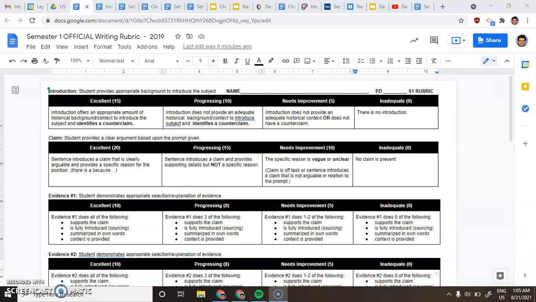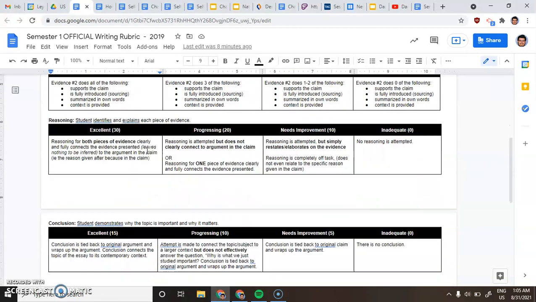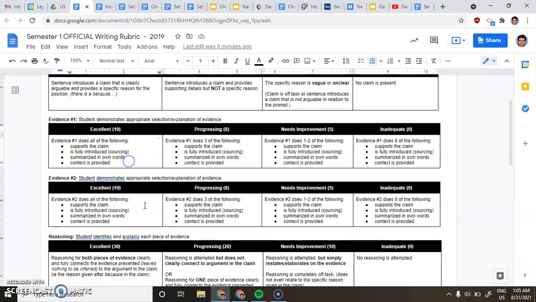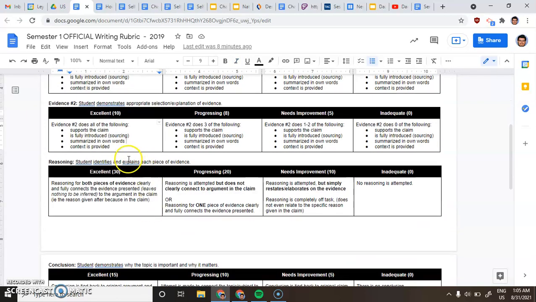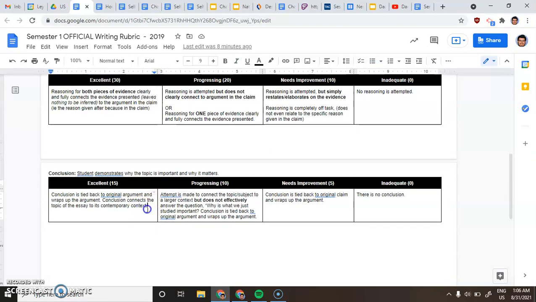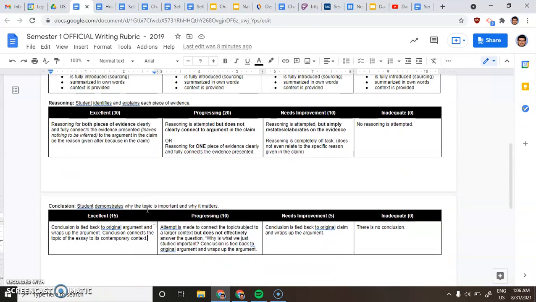All right, so these are the categories that you are going to be graded on. They equal 100, so each essay is worth 100 points. Okay, and the categories are as follows. You have your introduction, which we're going to talk about today. Your claim, evidence number 1, evidence number 2, reasoning, which we haven't talked about, and conclusion, which we also have not yet talked about. Okay? So these are going to be the different things.